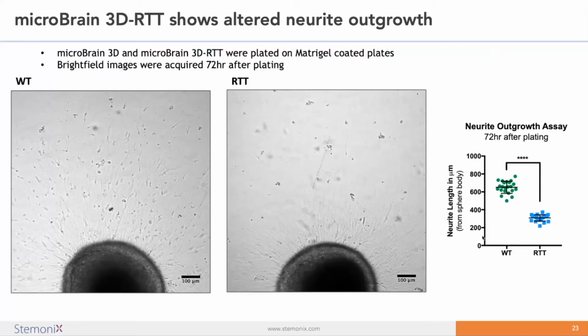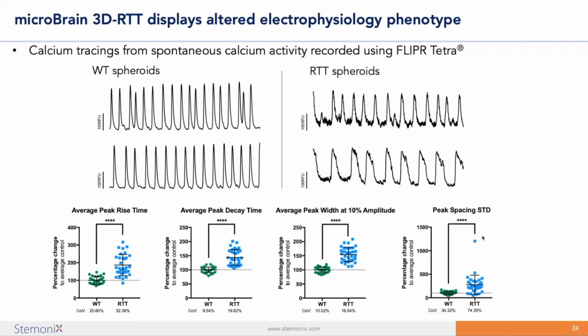We then looked at the electrophysiological function, and that's what we focused on. Again, looking at that calcium waveform output. The left-hand side shows data tracings acquired on the flipper from the wild-type spheroids. Again, that nice regular waveform. On the right-hand side, we're looking at example traces from the Rett spheroids. And what we're seeing is that the tracings, the peaks, are more irregular.